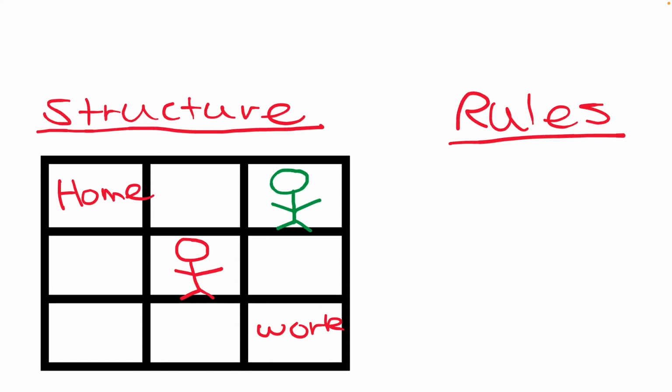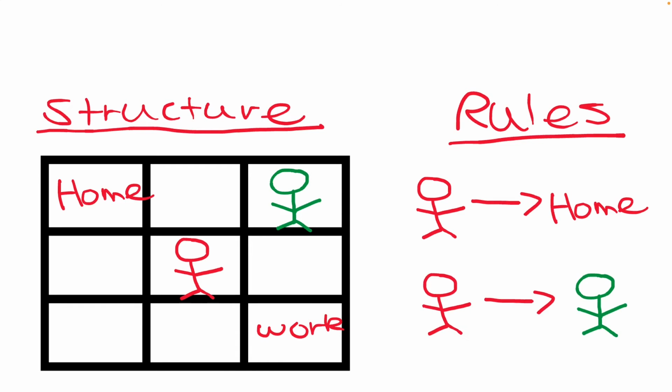Some simple rules that could be implemented within this structure could be the person moving around in the environment and going home on the weekends. Additionally, if we consider the colour red as infectious and green as susceptible, a red person may interact with a green person and infect them with a certain probability. What we have presented here is a very simple structure and set of rules, but these can be easily expanded depending on the level of complexity required.